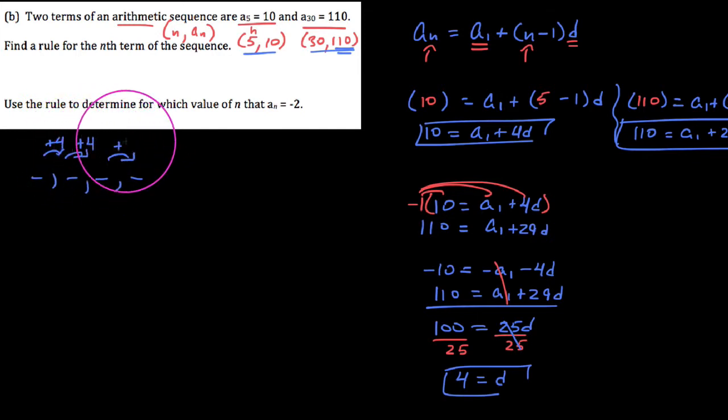Okay, so we already have discovered d. I'm going to go write that down up here. D is 4 and it's positive. What we need to determine now is the value of a1 so that we can write the rule for this sequence. So now that we know d, how do we find a1?